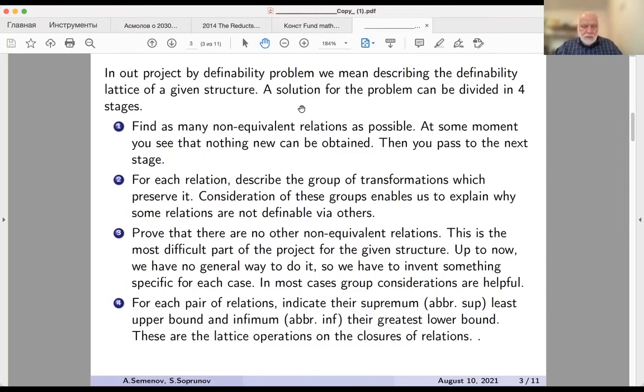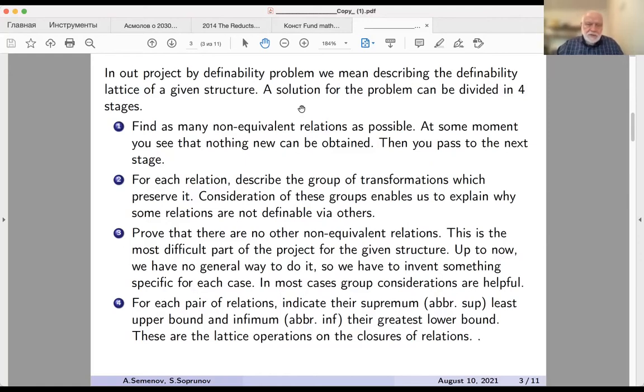So starting with this one relation, you can define other relations. We start with the relation "in between" for rationals with order. So you construct more and more relations, then find that, yes, perhaps you found the whole set of non-equivalent relations. Relations are equivalent if they're mutually definable: you can define one relation from another one and vice versa.